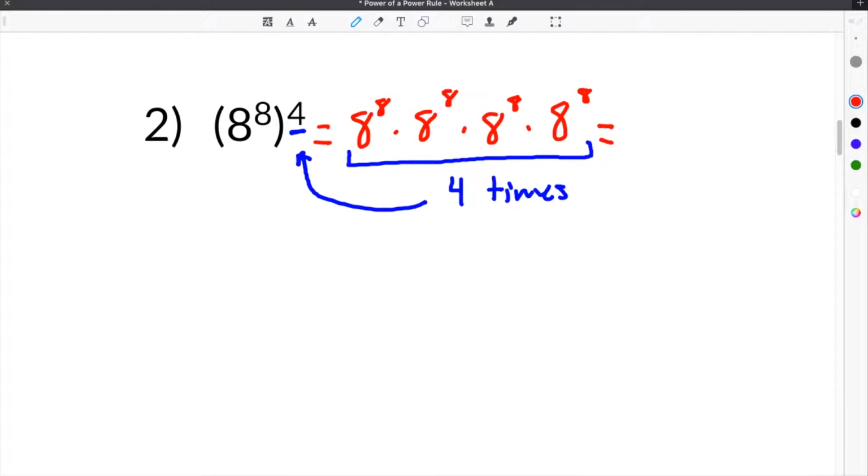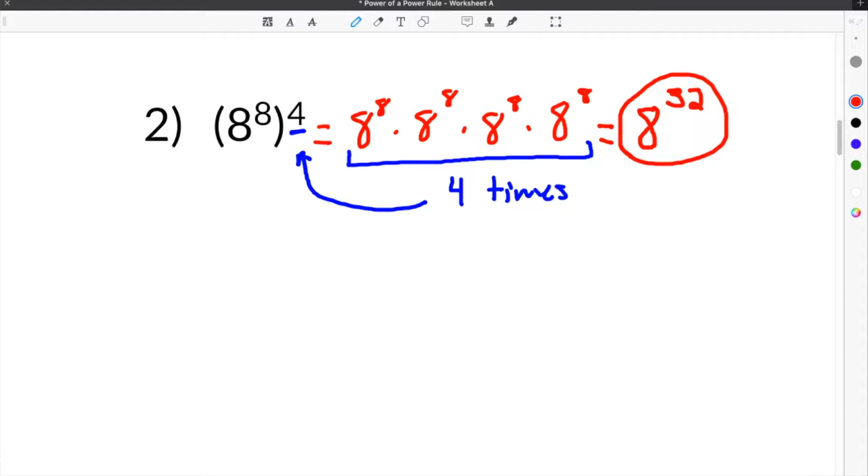You should remember from the product rule for exponents that whenever you multiply exponential terms, you keep the base the same and you add the exponents. So if we look at this problem, we will keep the base of 8, and then we're going to add all of the exponents together. So 8 plus 8 plus 8 plus 8 is 32. So our answer would be 8 to the 32nd power.